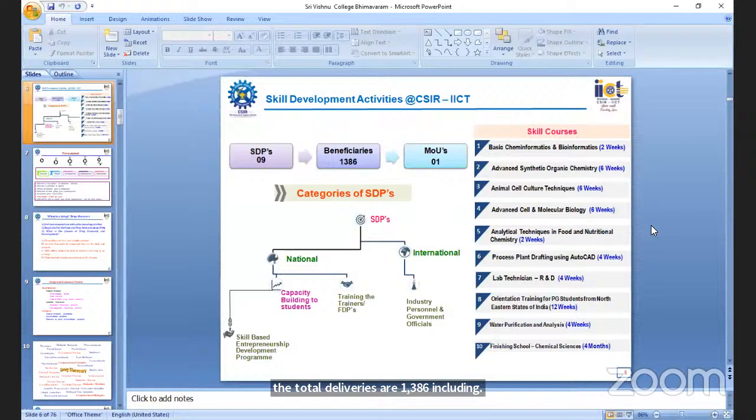We are also conducting national and international programs, and capacity building for students, training for trainers, and industry personnel also come, and some government officials come to take the skill development program at CSIR-IICT, and we have basic cheminformatics and bioinformatics. This is the course we are conducting for the B.V. Raju College.